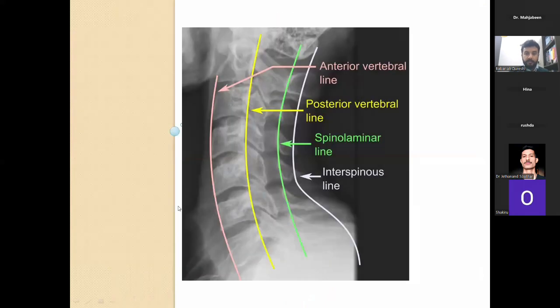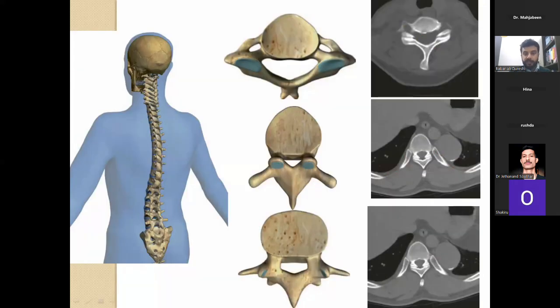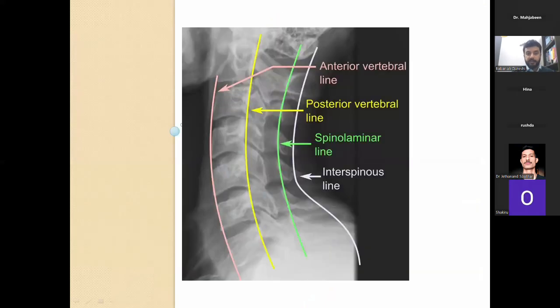Okay, now starting from the cervical region. In the cervical region, this is an X-ray. For the normal curvature, we usually see four important lines. Anterior vertebral line joining the anterior vertebral bodies, and just at the back of the vertebral bodies, this is the posterior vertebral line.